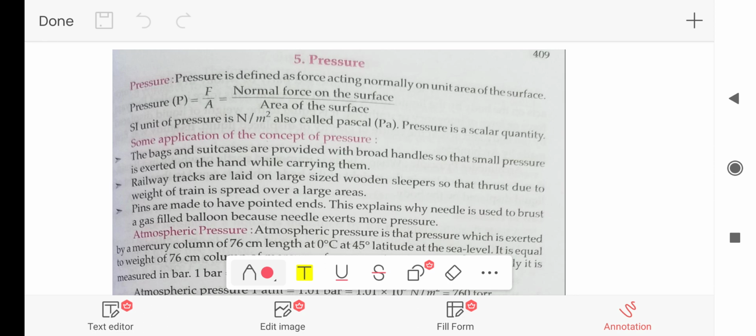Hi friends, in this video we are going to read the physics section of Lucent and our topic for today is pressure. Let's read the chapter quickly and then we'll solve questions based on it.